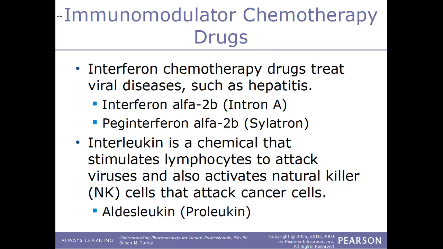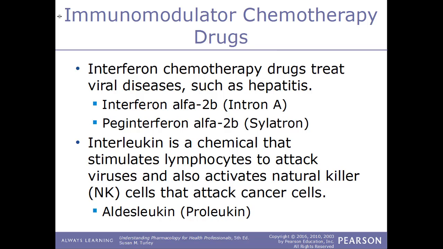Interferon chemo drugs will treat viral diseases such as hepatitis. Some examples of this type of drug would be interferon alpha-2b, known by the trade name Intron A, and also PEG-interferon alpha-2b, known by its trade name PegIntron.